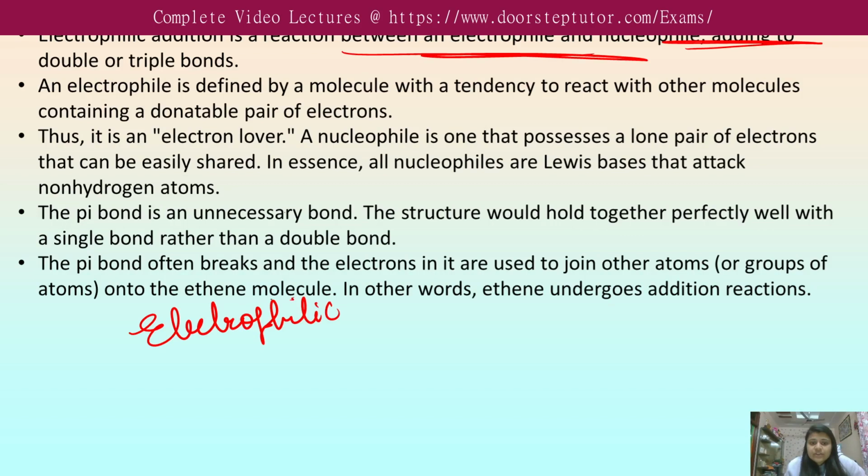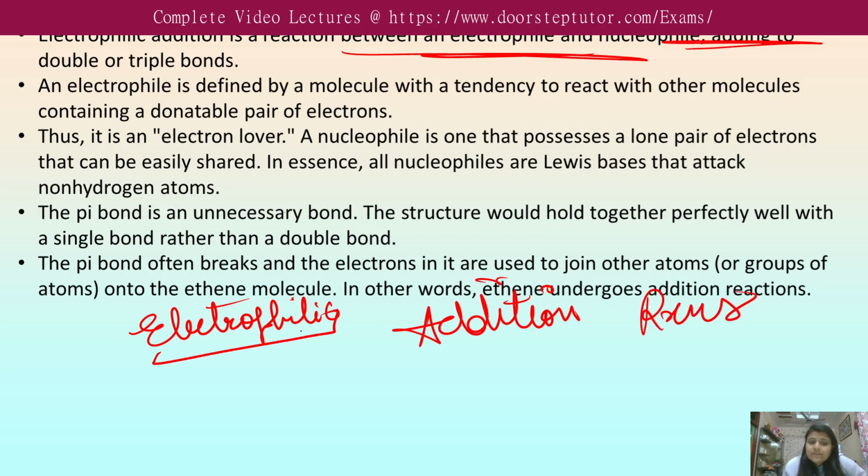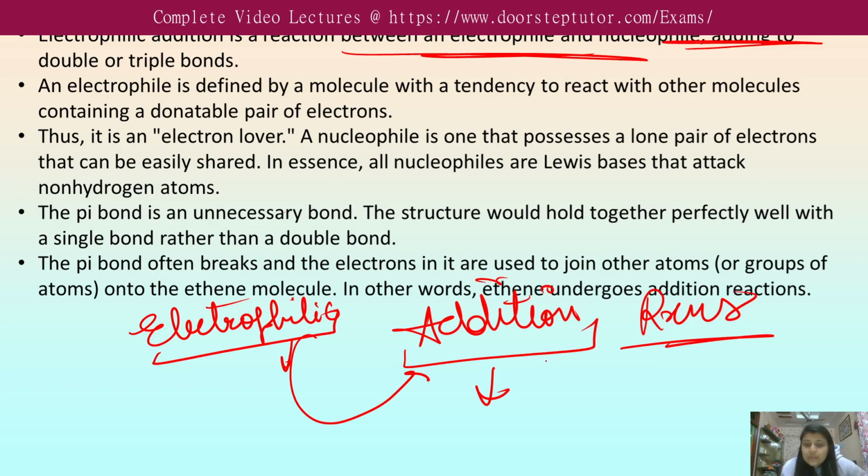From the name, what we get to know about electrophilic addition reactions is that electrophilic means we are dealing with electron deficient species. Addition means that the electron deficient species adds on to something, and these are organic reactions. So the electrophile adds to a particular reagent or scaffold, which is the nucleophile. So there is a reaction between an electrophile and a nucleophile at double or triple bonds.